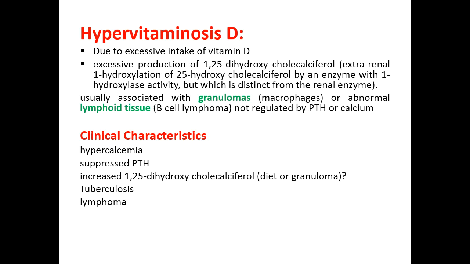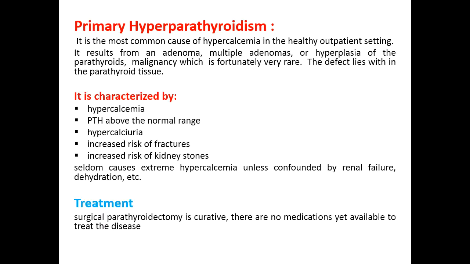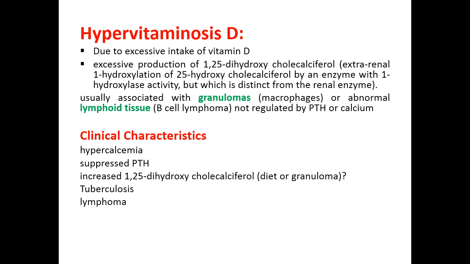While in primary hyperparathyroidism, there will be an increase in parathyroid hormone level above the normal range. In hypervitaminosis D, there will be a decrease in parathyroid hormone secretion, and there is an increase in the active form of vitamin D, which is 1,25-dihydroxycholecalciferol. The patient may have abnormal tissues like tuberculosis, which causes granulomas, or lymphoma, B-cell lymphoma.